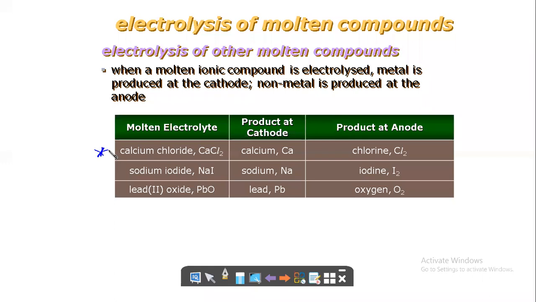Which ion will go to the cathode? Calcium. Correct. And which will go to the anode? Chloride. And what will be the product at the cathode? Calcium.